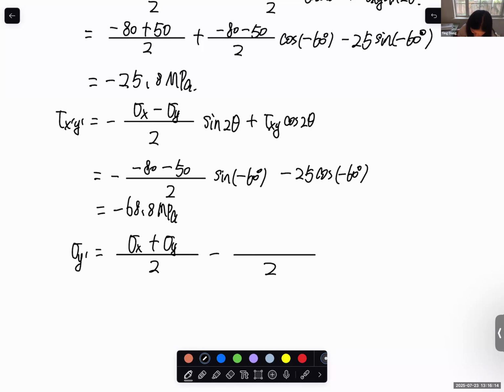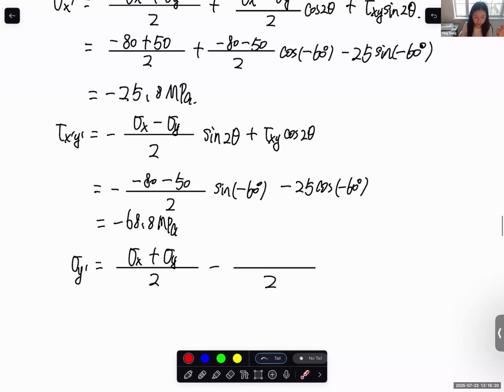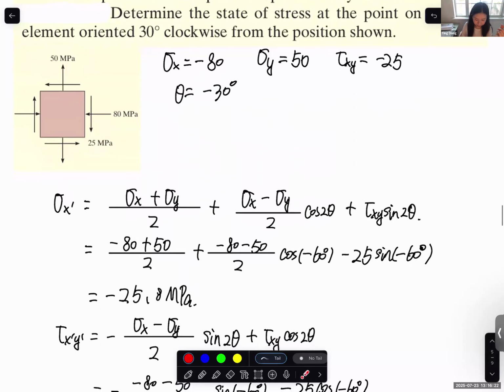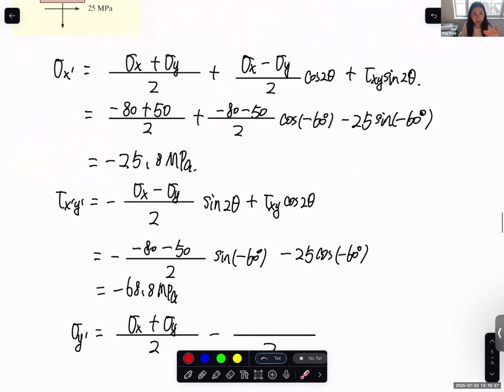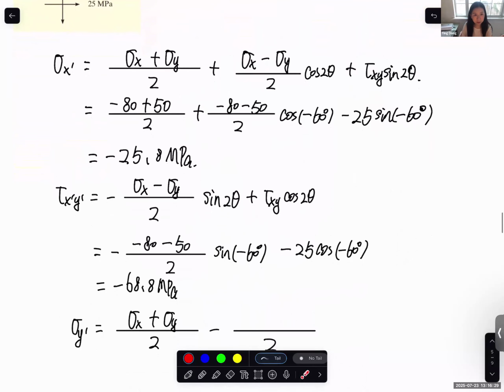And of course, as I said, the sum of sigma x, sigma y, and sigma x prime, sigma y prime should always be the same. So you can use that one to calculate, but let's use the equation to calculate and then see if they match.